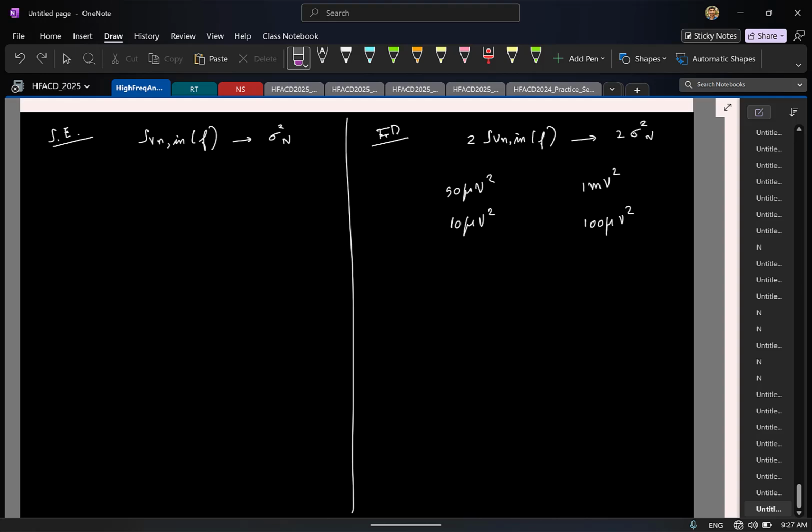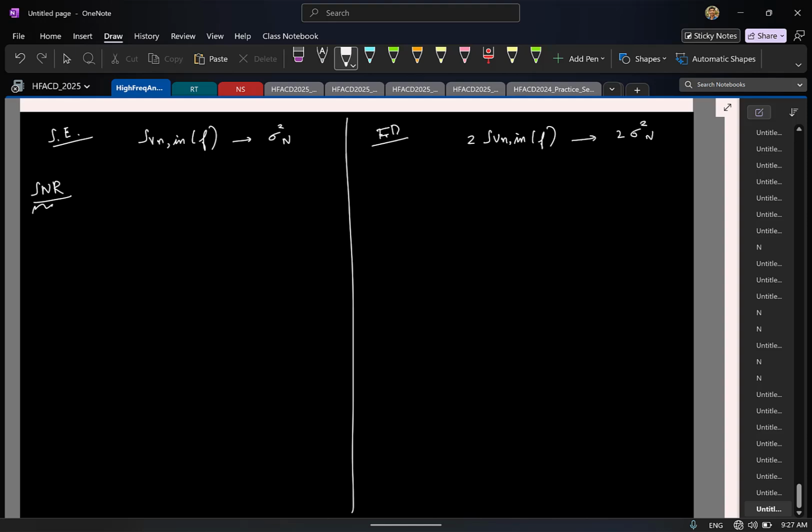So let's quickly compute what will be the SNR in both cases. I'm hoping SNR is a term you're not hearing for the first time. Signal to noise ratio. You have heard this before, I hope. Fine. So let's calculate signal to noise ratio.